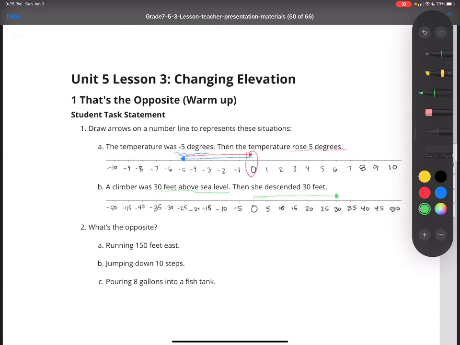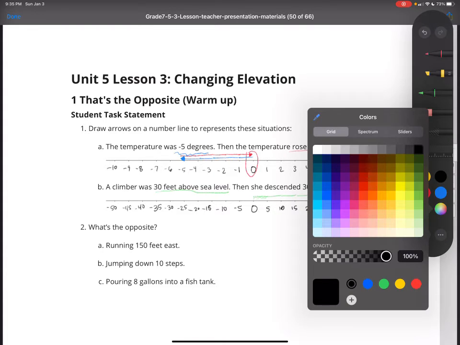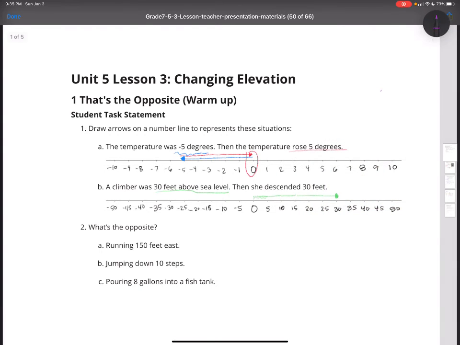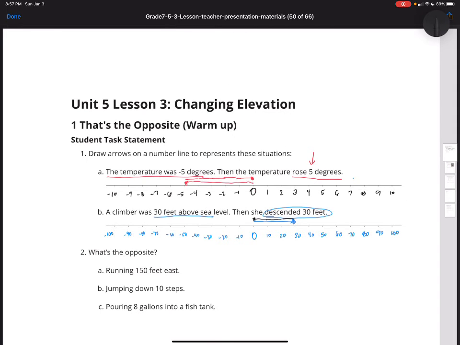Then I'm going to use, and it doesn't matter what color I use, but I'll use purple. All right, so then it says she descended 30 feet. Descended is an indication of a negative number or a negative change. Just like we said with the first number line, I don't want to start at 0. I want to start where I left off, so it's going to be 5, 10, 15, 20, 25, 30. And I should land right at 0. My video just cut off, but let's keep it rocking and rolling.